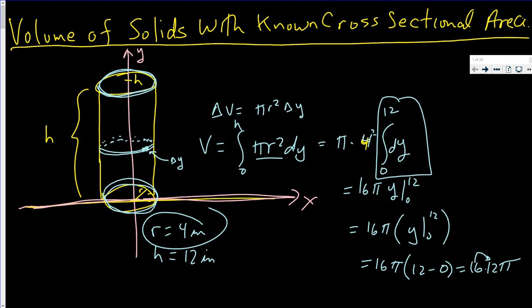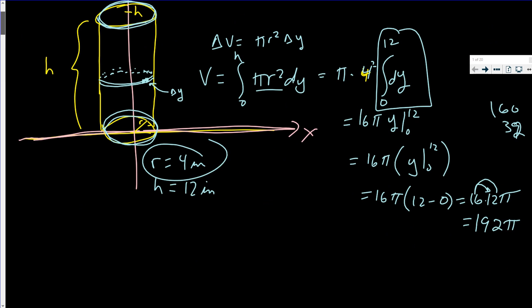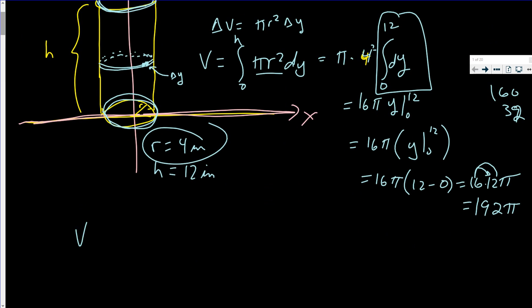Well, 16 times 10 I know is 160, and 16 times 2 is 32. So it looks like the volume is 192 pi. But we can verify this because we know that the volume of a cylinder is pi r squared h. So it's pi times r, which is 4 squared, times h. But that's exactly what we did.